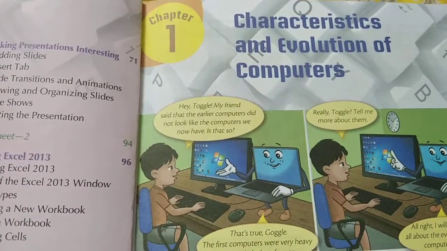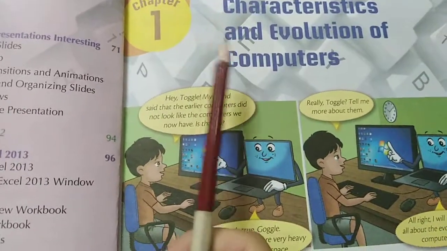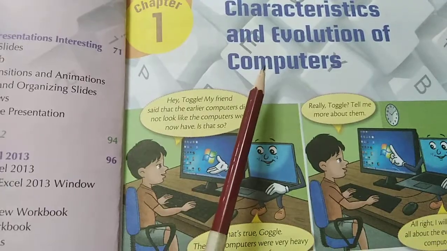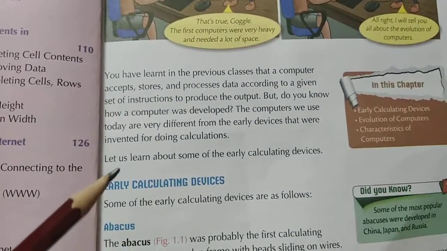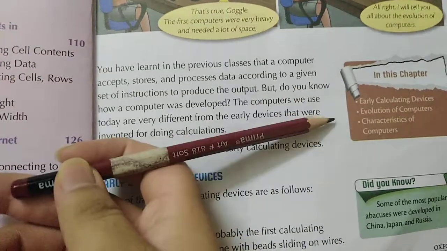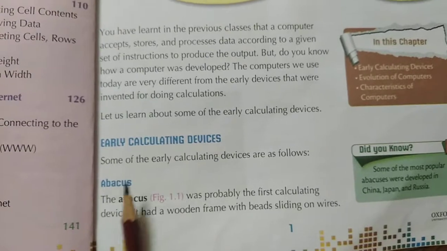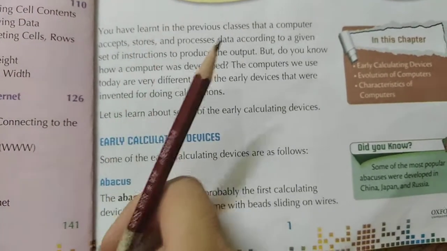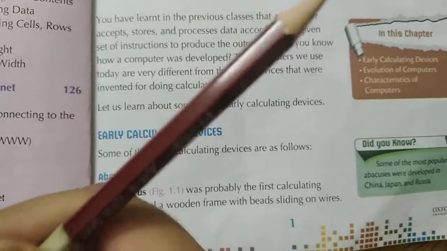We are going to revise our chapter number 1, which is characteristics and evolution of computers. In this chapter you will learn about early calculating devices, evolution of computer, and characteristics of the computers. So early calculating devices: when there were no computers, how did people calculate sums?